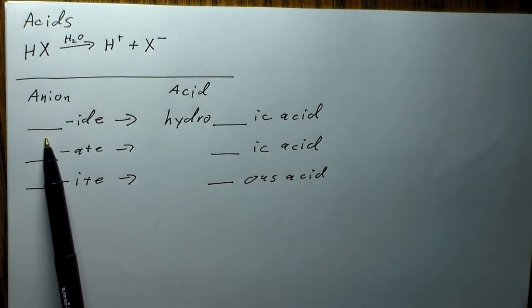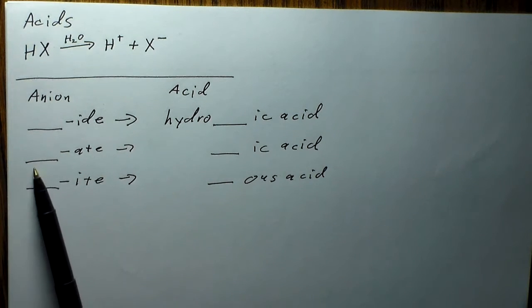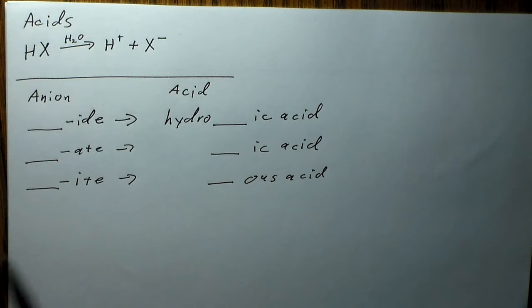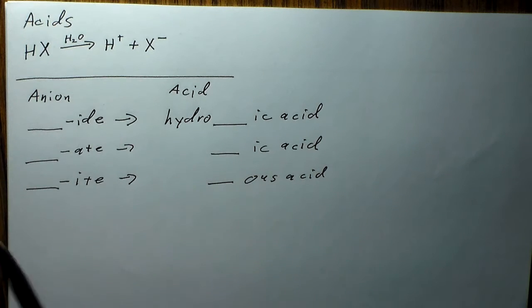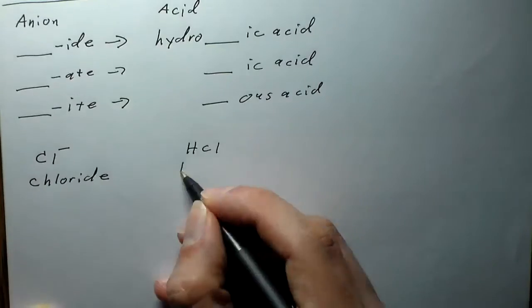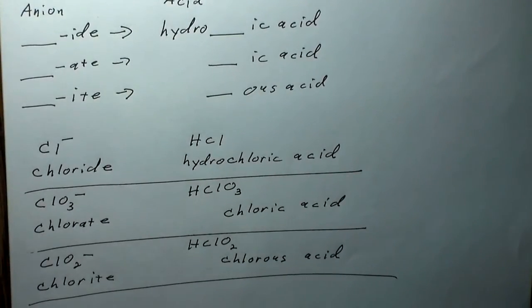So if I'm dealing with a chloride, that's going to become hydrochloric acid. If I'm dealing with chlorate, that's going to be chloric acid. If I'm dealing with chlorite, it becomes chlorous acid. Let's write down a few examples so this starts making a little more sense.